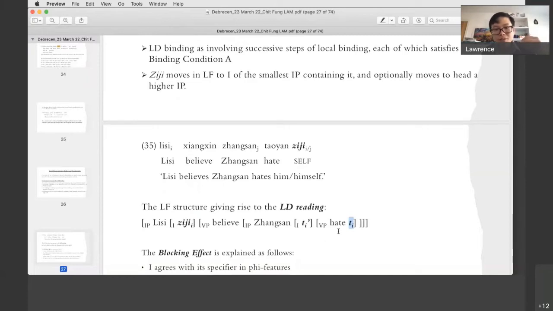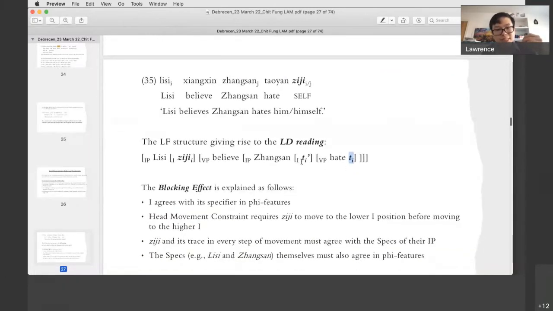In each of these movements, ziji has to agree with the specifier in phi features, so it has to agree in person, number, etc. Here, ziji needs to agree with Zhangsan, and then as it moves up, ziji needs to agree with Lisi. This is constrained by a very famous constraint called the head movement constraint. In each step of the movement, ziji and its trace need to agree with the specifier of the IP, and therefore the specifiers themselves, like Zhangsan and ziji, have to agree in person and number on those phi features as well.